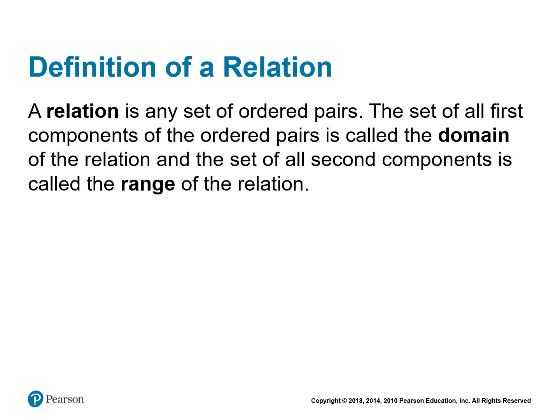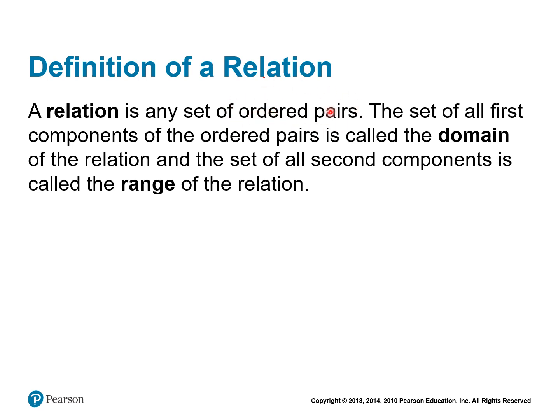So here we have a definition of a relation. A relation is any set of ordered pairs. The set of all first components of the ordered pairs is called the domain of the relation, and the set of all second components is called the range of the relation. Since that's a mouthful, let's just break it up into parts. Let's just start with understanding what ordered pairs are.